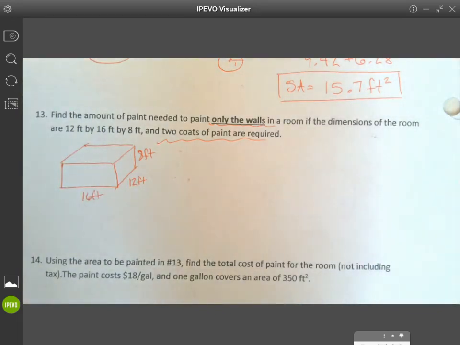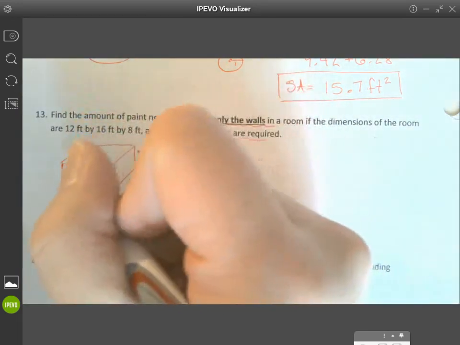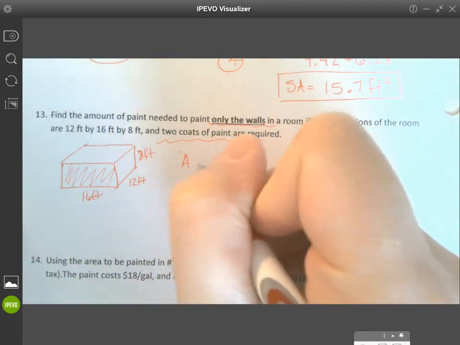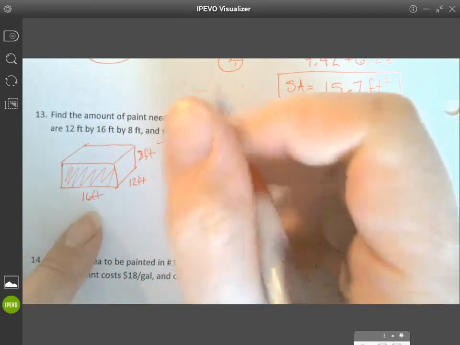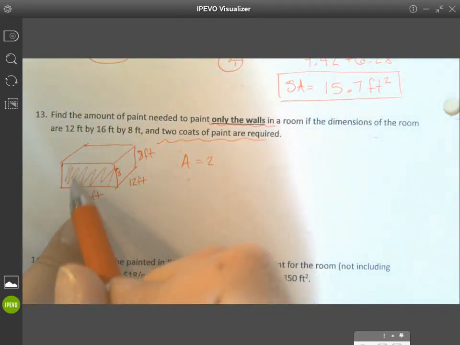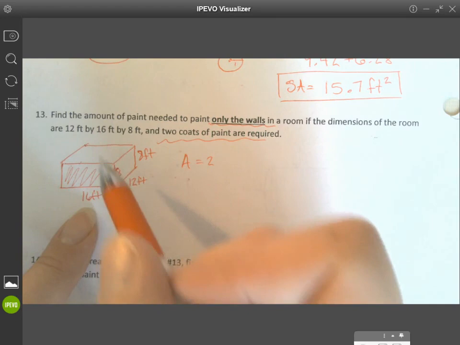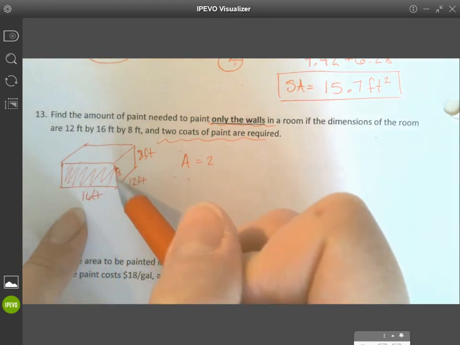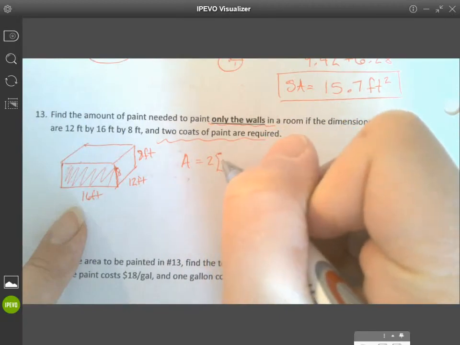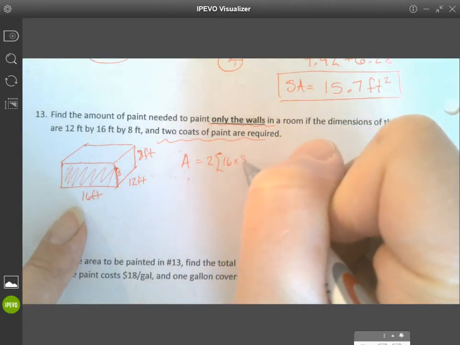Okay, so if I'm only painting the walls, that means I have the front wall and the back wall. So I have 2 rectangles that are 16 by 8. I am not painting the 16 by 12. Do you see that? So the front wall is 16 by 8. I think having the 8 there helps me not pick that up. 2 that are 16 by 8.